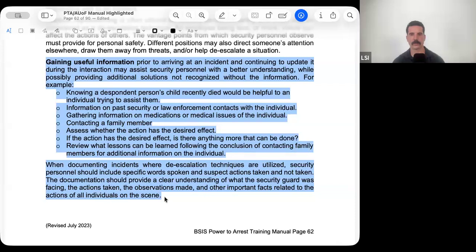When documenting incidents where de-escalation techniques are utilized, security personnel should include specific words spoken and suspect actions taken and not taken. The documentation should provide a clear understanding of what the security guard was facing, the actions taken, the observations made, and other important facts related to the actions of all individuals on the scene.